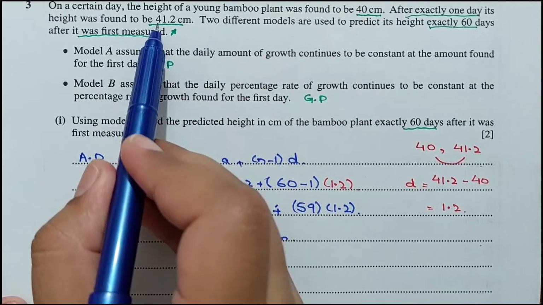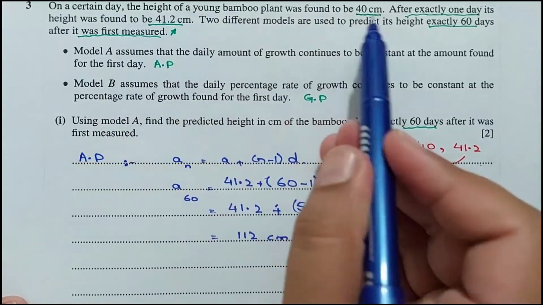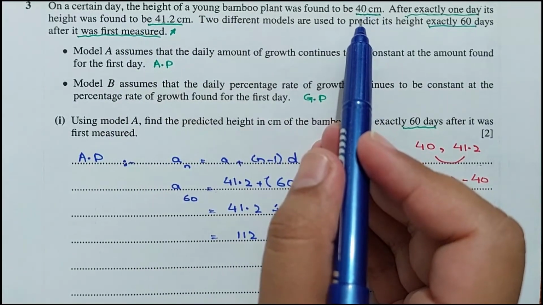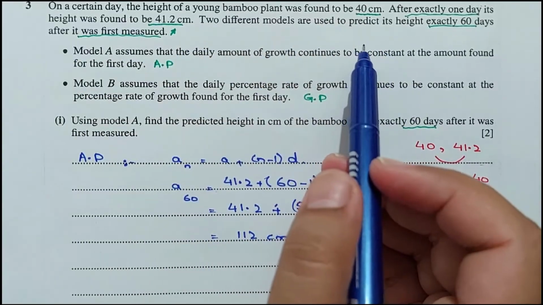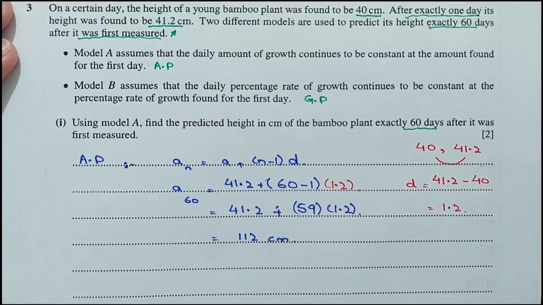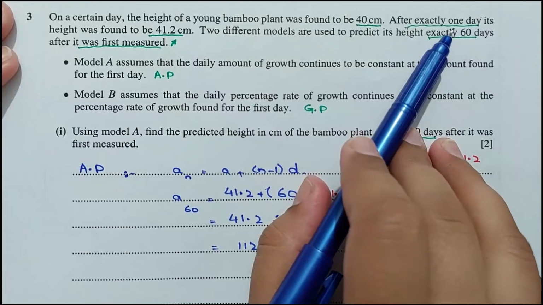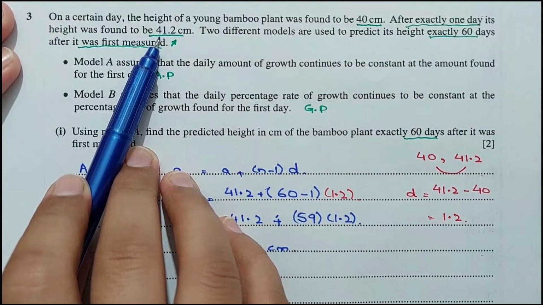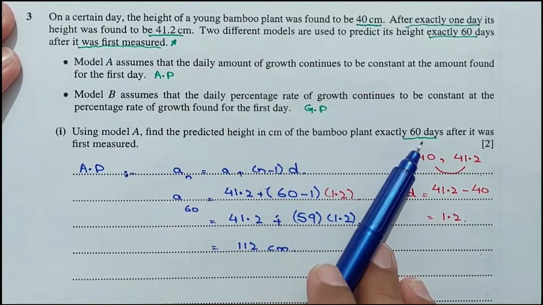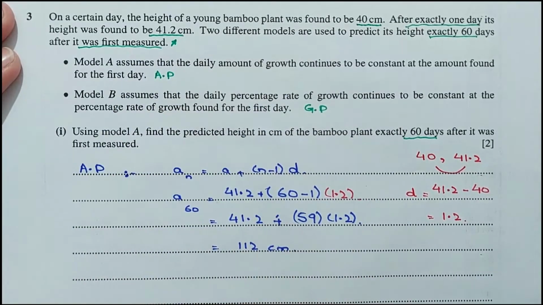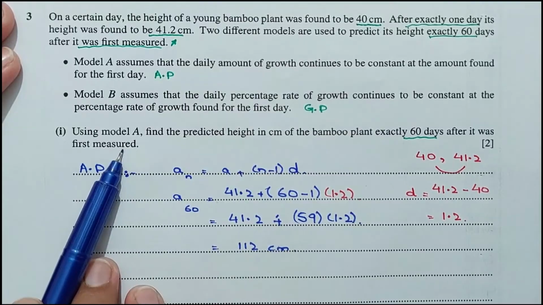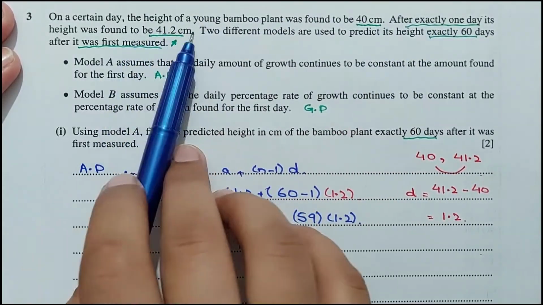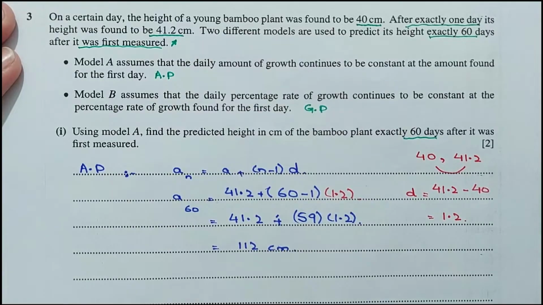So keep in mind the first term is 41.2, not 40 over here, because most of the students get confused with the first term and they will take the first term as 40, but 40 is not the first term because they are saying after exactly one day the height is 41.2, and we have to find the height of the plant exactly 60 days after it was first measured, and the first measurement was after exactly one day. This was the first measurement. All right, I hope this makes sense now.